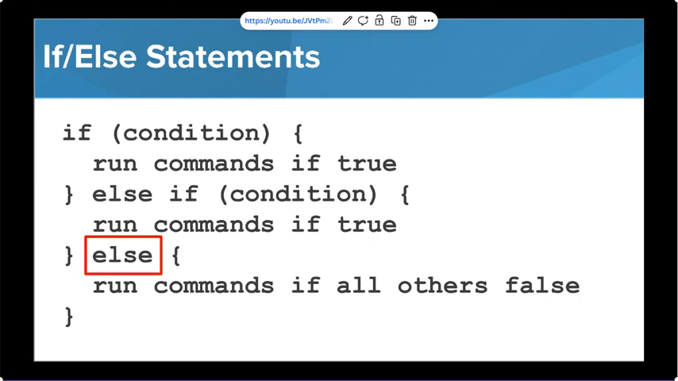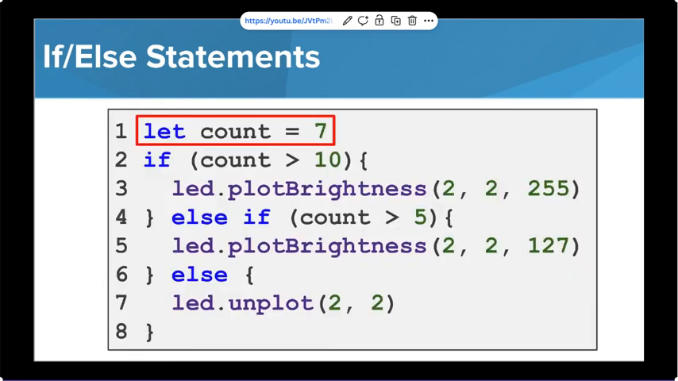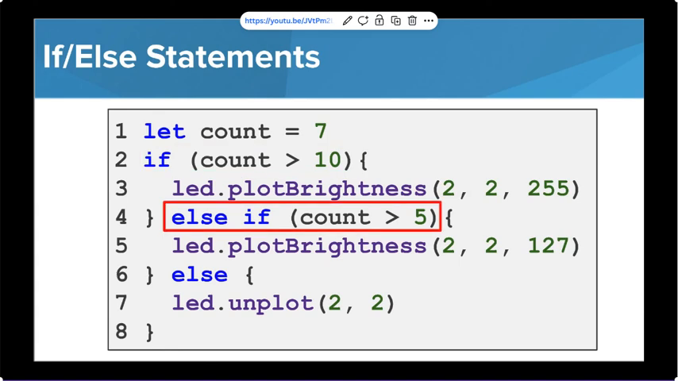Let's take a look at an example. In this example, a variable count is being assigned a value of 7. Inside the if-else statement, there are 3 scenarios that will run different commands based on the value of the count variable. The first condition is checking if the count variable has a value greater than 10. This is not true. So the program continues to the next condition, which is checking if the count variable has a value greater than 5.